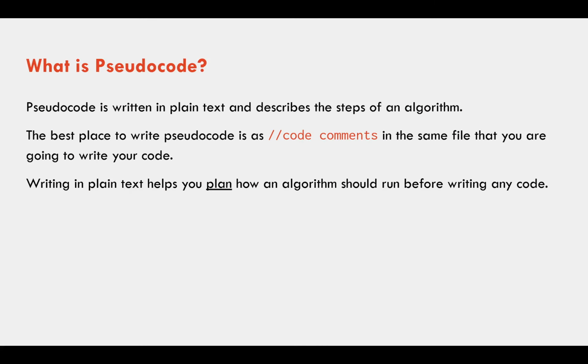So first of all, what is pseudocode? Pseudocode is plain text, usually written as code comments, within the same place that you're going to write your code. So what you do is write down in very plain language what you want your code to actually achieve. And there are many benefits of this, which I will go over.